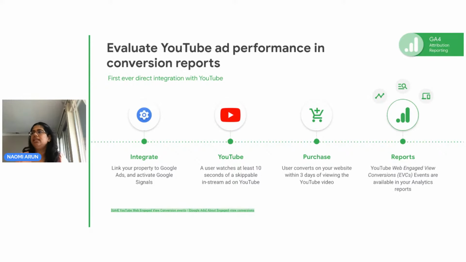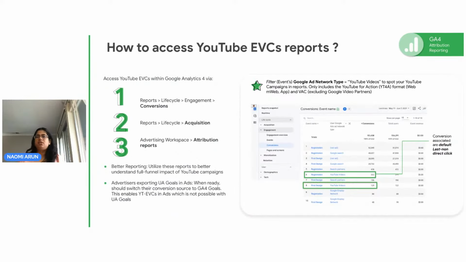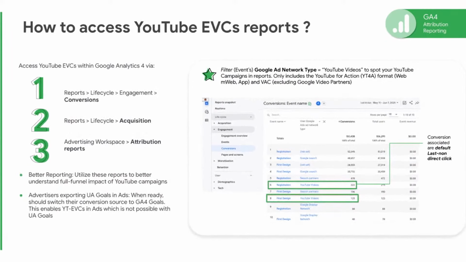Now, where do you find and access these YouTube EVC reports? You can essentially do this in two ways. One is to go to reports, lifecycle, engagement, and conversions, or go to reports, lifecycle, and acquisition. Both of these are similar with just a different view. And to select and view YouTube videos, you can filter the Google Ads network type to YouTube videos to spot your YouTube campaigns in the report.